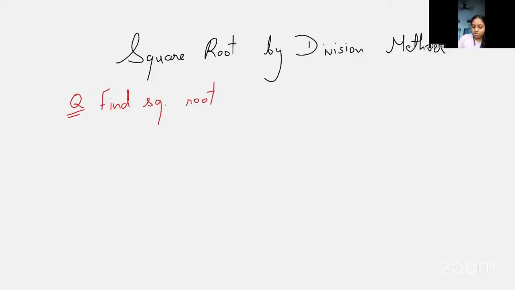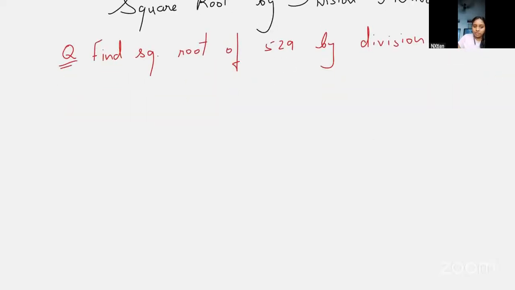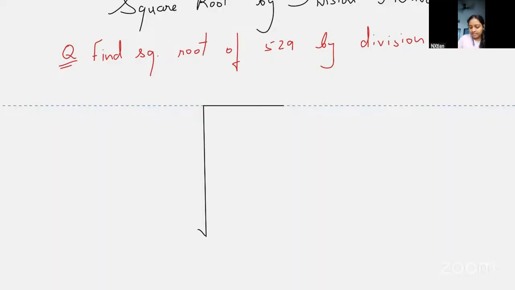Square root of 529 by division method. Now I will show you how to use this division method. First, we will make a line and put a V, like this, and then make a line like this. In that, you will write 529.